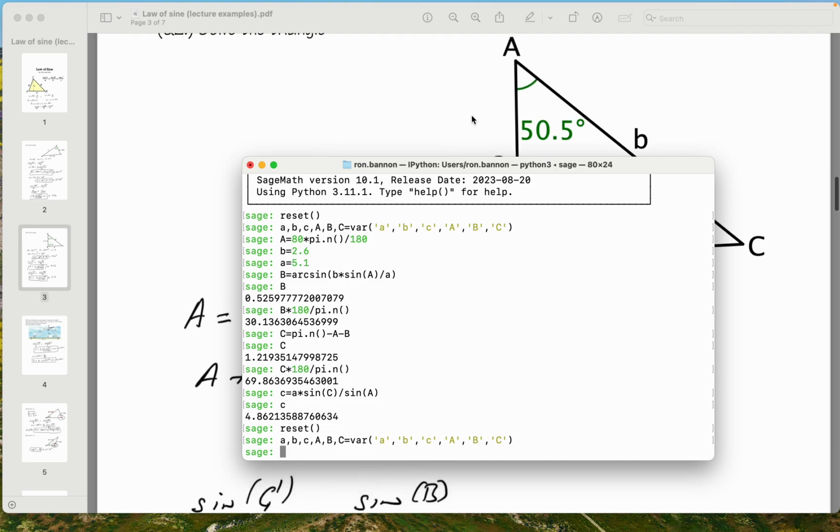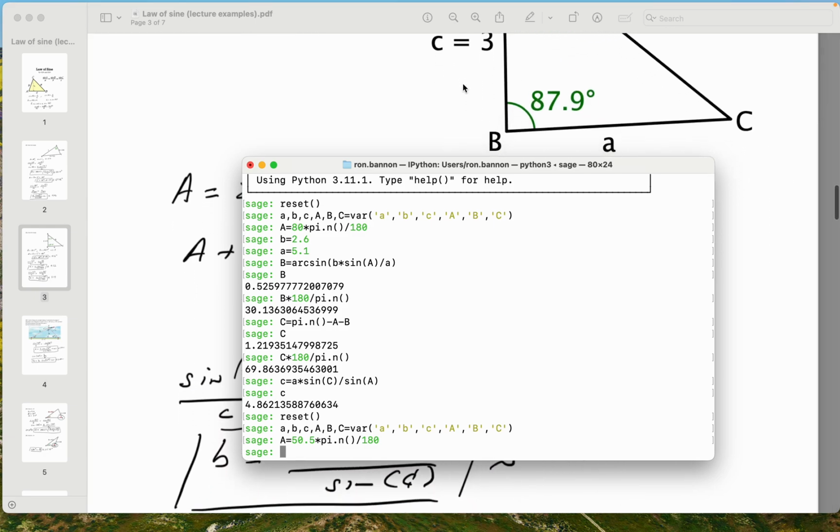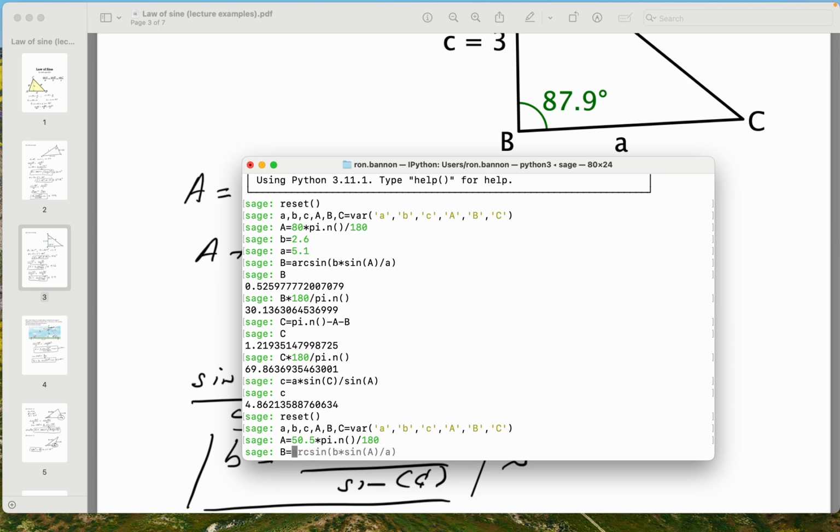What I'm going to do over here is look at the picture, and I'm going to say A. This is big A equals 50.5, star. Remember, we have to convert that to radian. I think I made a mistake. I said 505. It's 50.5. Star pi, approximate pi by using the n notation. N stands for numerical approximation, and then divide by 180. All right, what else am I going to do? I'm going to do B. What's B going to be? B will be equal to 87.9, and then star pi dot n divide by 180.